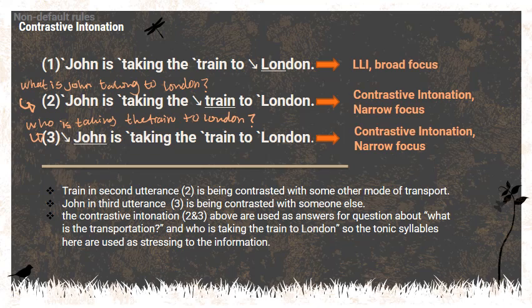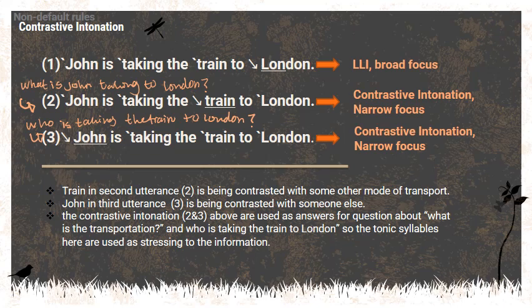John is taking the train to London. It is not contrastive intonation. In this first example, we have LLI rule, the default rule. And then in the second and the third example, we have contrastive intonation.